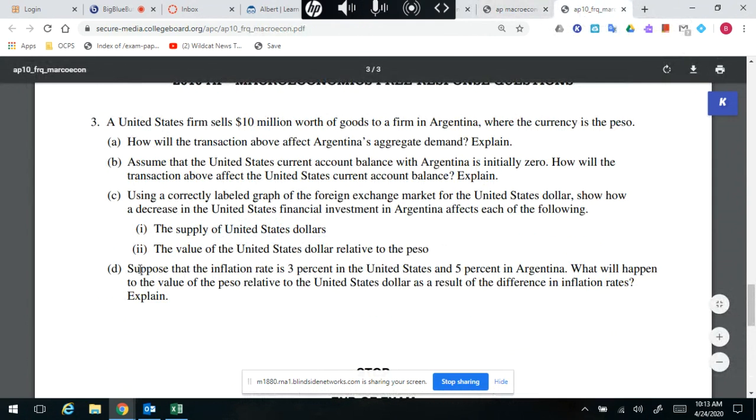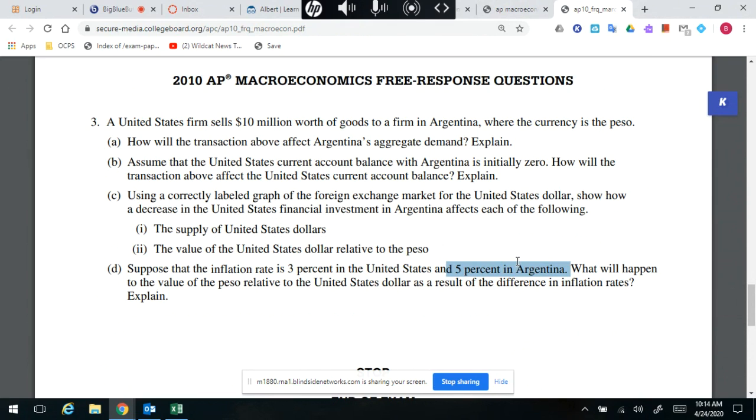Lastly, suppose that the inflation rate, okay, so this says inflation. It does not say interest. It says inflation. Suppose that the inflation rate is 3% in the United States and 5% in Argentina. Okay, so Argentina has more expensive stuff. You know, price levels are high in Argentina. What will happen to the value of the peso relative to the United States dollar as a result of the difference in inflation prices? So if everything is more expensive in Argentina, what are the Argentinians going to do?